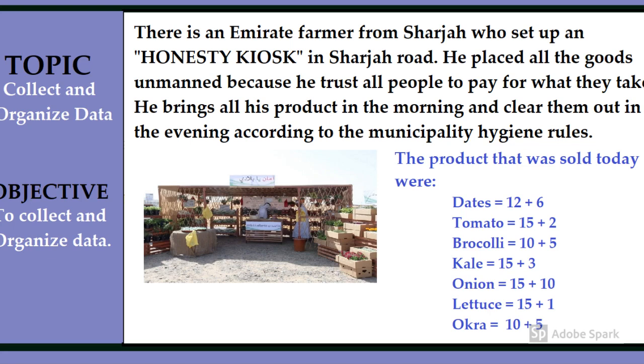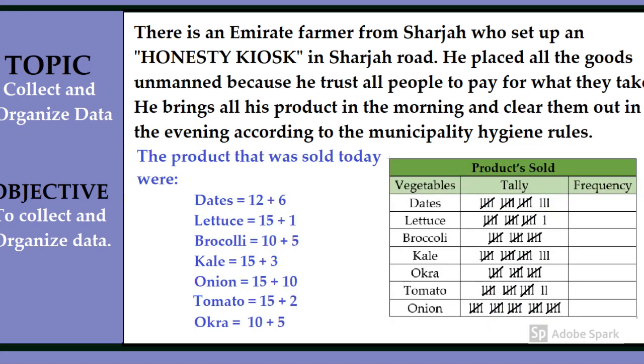What are we going to do? We're going to make a table on the products sold. The first column, the vegetables, and then the tally, and the third column will be the frequency.